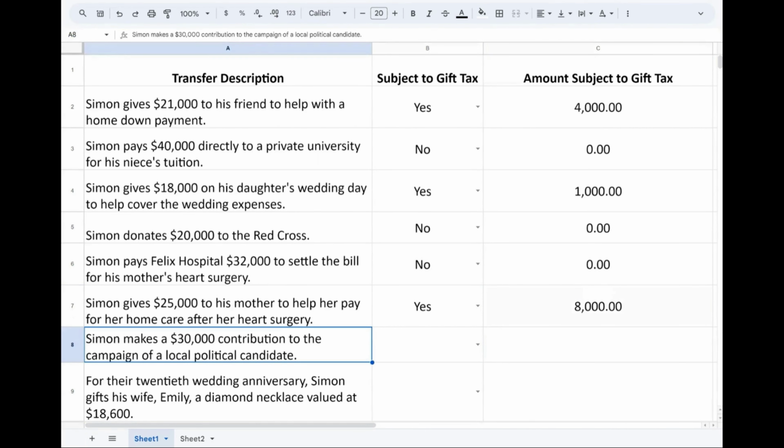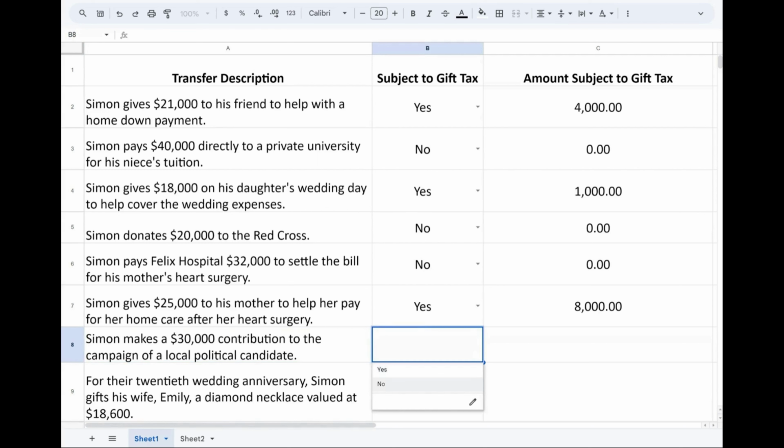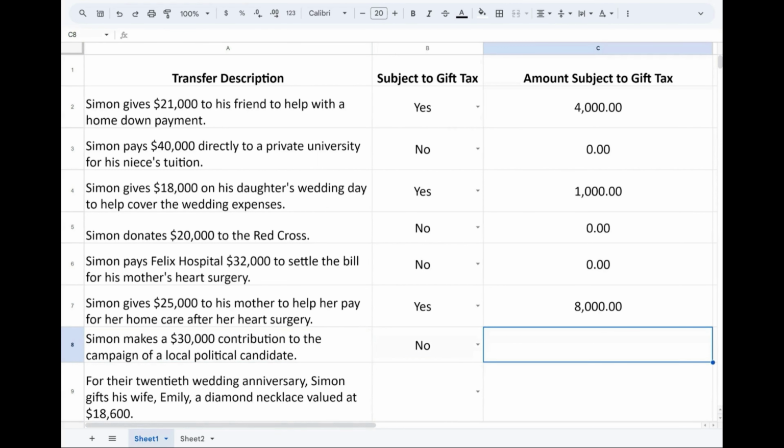Simon also made a $30,000 contribution to the campaign of a local political candidate. This is also an exemption because it is a political donation, and gifts made directly to political organizations are exempted from gift tax. Therefore, this amount is not subject to gift tax, and here we enter a 0.